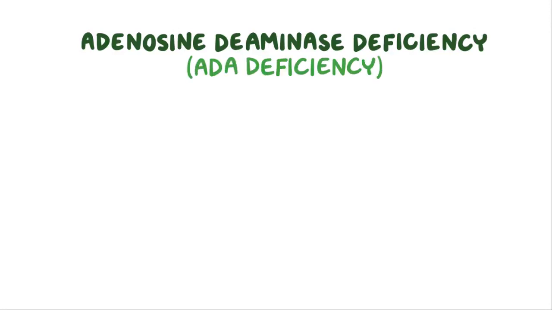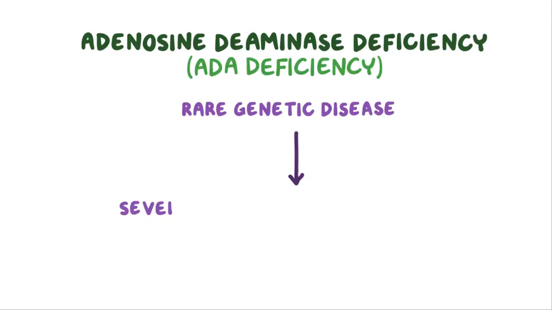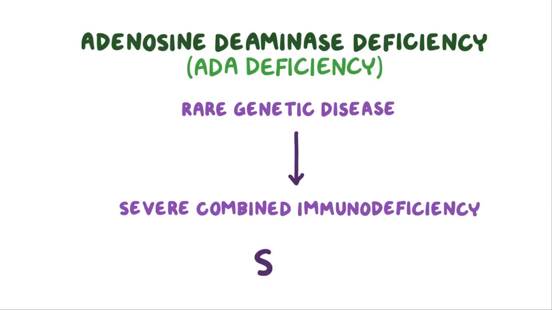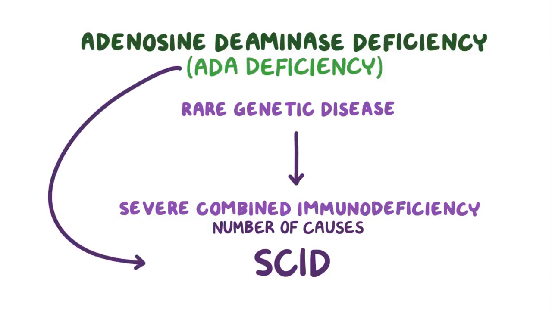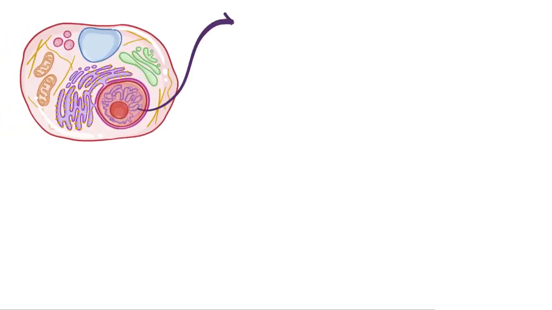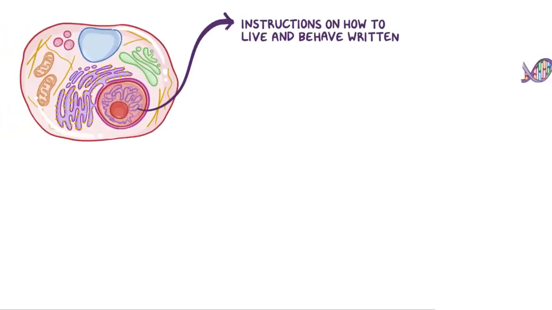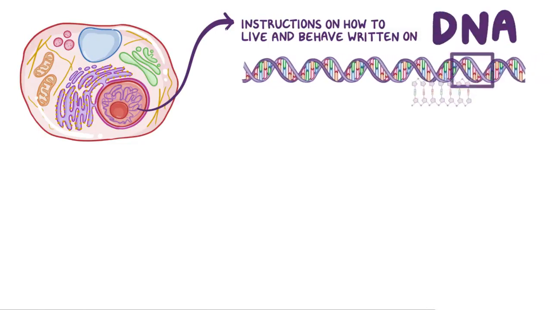Adenosine deaminase deficiency, or ADA deficiency, is a rare genetic disease that results in severe combined immunodeficiency, or SCID for short. SCID can be caused by a number of causes, so this particular variation is called ADA SCID. Let's take a step back. Our cells have all the instructions of how to live and behave written on their own copy of DNA.